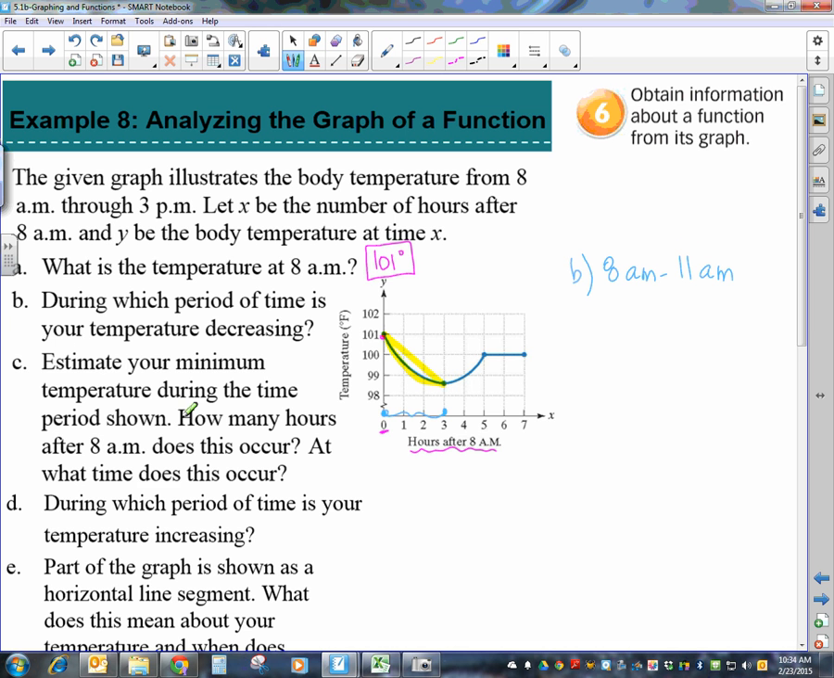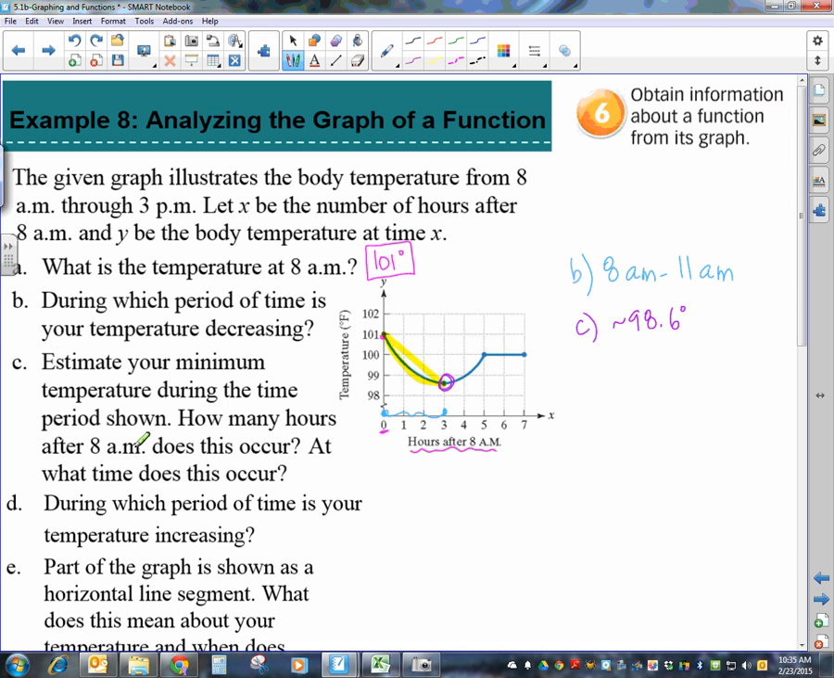Estimate your minimum temperature during the time period shown. So where is this a minimum? Hopefully you can tell this is the point at which it is a minimum. So the answer to that question is about 98.6, because I am estimating that, since that's what is considered a normal body temperature. So my estimate is about 98.6 degrees.